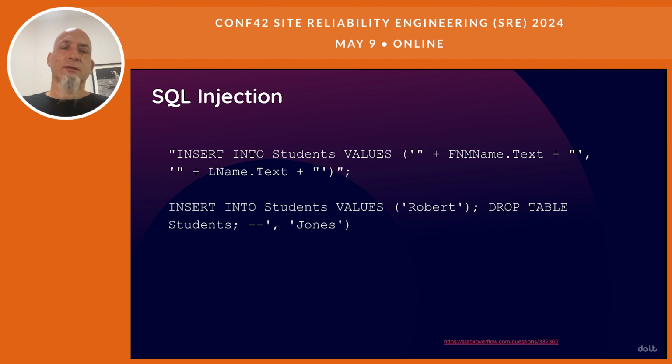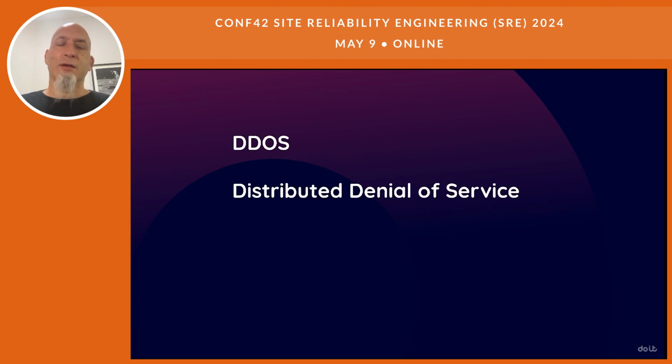Why is this? Well, if there is a bit of SQL like this, where the first and middle name are inserted into the database, then it comes out like this after you put that weird name in. Robert, quote, close parenthesis. Everything after the dash dash is a comment and therefore is ignored, but this drop table students will be run. Not good. The entire database table is dropped.